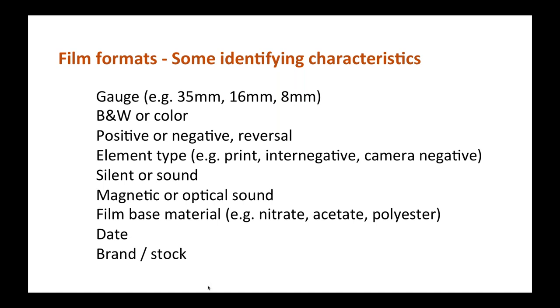Another important thing to be able to identify about your film is whether it's positive, negative, or reversal. Hopefully you all have a sense of what positive and negative is. You start with a negative, and from there you make a positive, and from that positive you can make another negative. And that concept of generation loss that we talked about earlier in terms of making dubs from VHS is also true for film. So every new generation you develop, you have some image and quality loss.